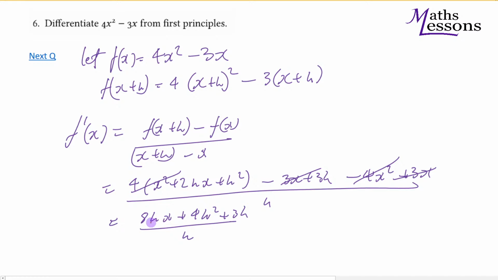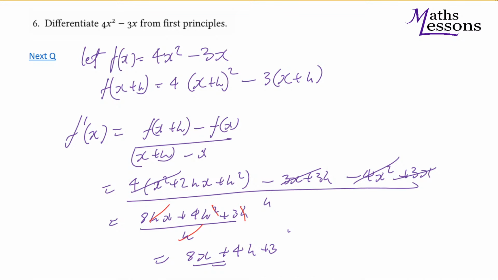And we can see we can cancel out an h here, an h here, and an h here, and an h here. So if I take out h as a factor, then cancel it, I can cancel that down. And that will leave me 8x plus 4h minus 3. I knew there was something missing because there's always an h somewhere that we need to get rid of.